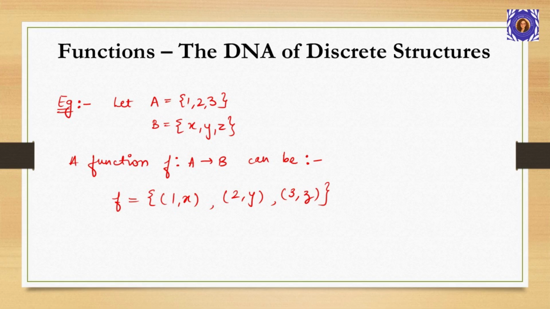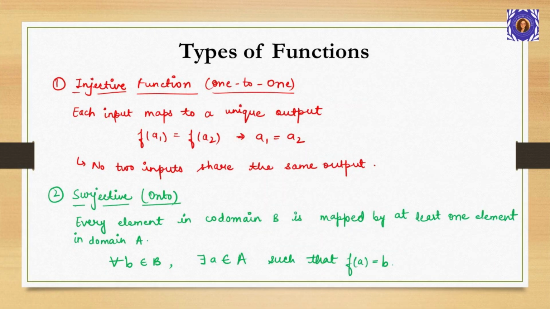This is valid. Now, what would not be a function? If we had something like {(1, x), (1, y), (2, z)}. This wouldn't be a function because input 1 maps to both x and y. That violates our exactly one output rule. Now comes types of functions.